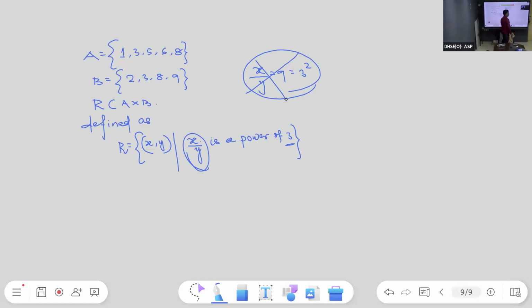Pratisha, try to solve this question. Solve it and send me the answer.